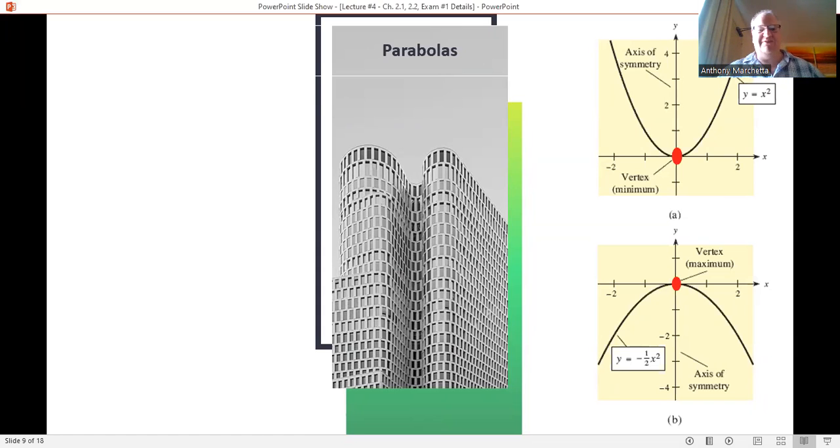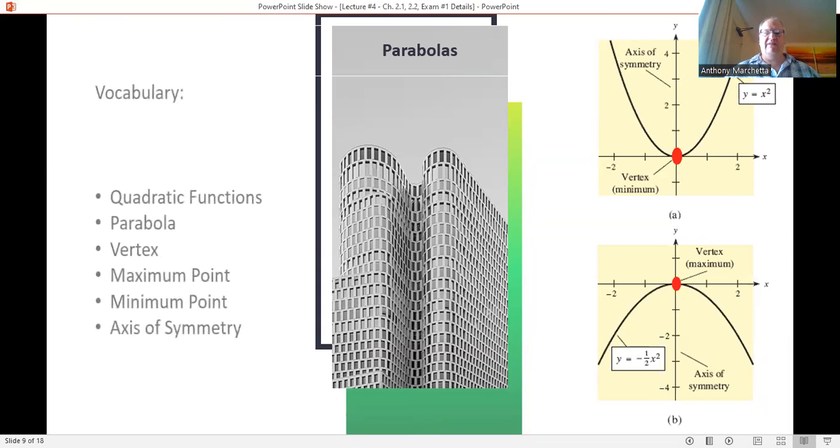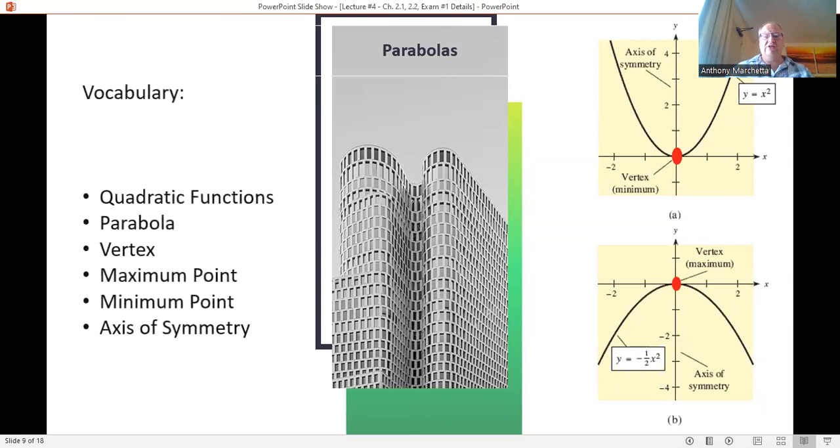You learned that in Algebra 2, right? Here are some other important ideas about parabolas you need to know. We remember this vocabulary. A quadratic function is a function that has x squared in it. The parabola is the beautiful shape that you see on the right that represents the graph of a quadratic function. The vertex is that important turning point where the graph stops falling and starts increasing, or vice versa, and it represents a max or min in parabolas.